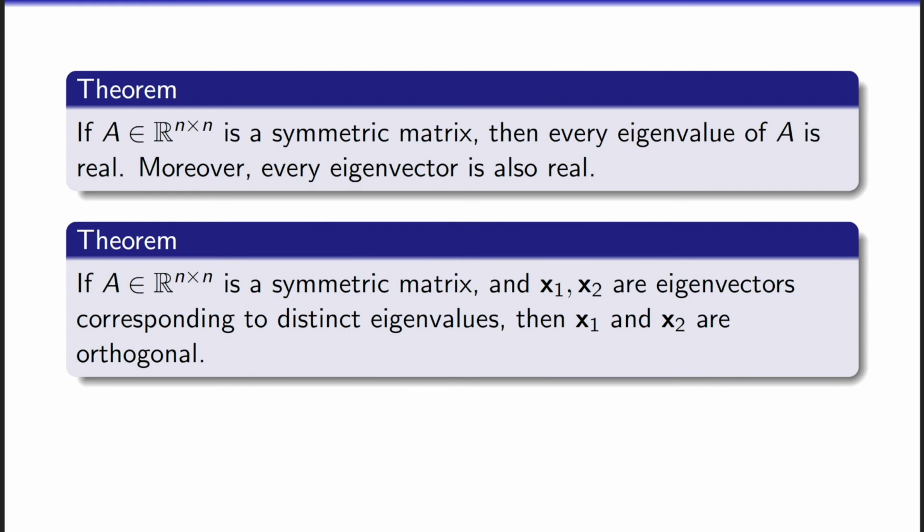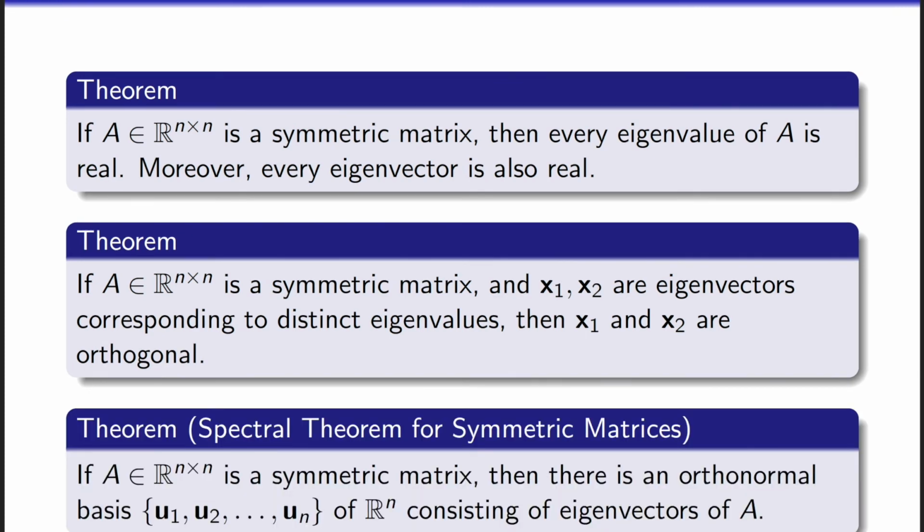The second theorem states that for a symmetric matrix, if we consider two eigenvectors that correspond to two different eigenvalues, then the eigenvectors, x1 and x2, will be orthogonal. Finally, we get the big one, the spectral theorem for symmetric matrices. This is really just an extension of the second theorem, and it says that for a symmetric matrix that is n by n, the eigenvectors of that matrix will form an orthonormal basis for R^n.